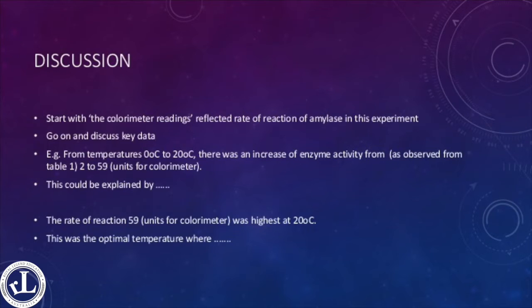Note that I've included here in brackets, as observed from Table 1. So in this case, you're giving very clear indication of where you're getting your data from. Next up, you follow that up with an explanation of why this occurs using your biological knowledge. Then you repeat this process for other points that you might want to talk about.